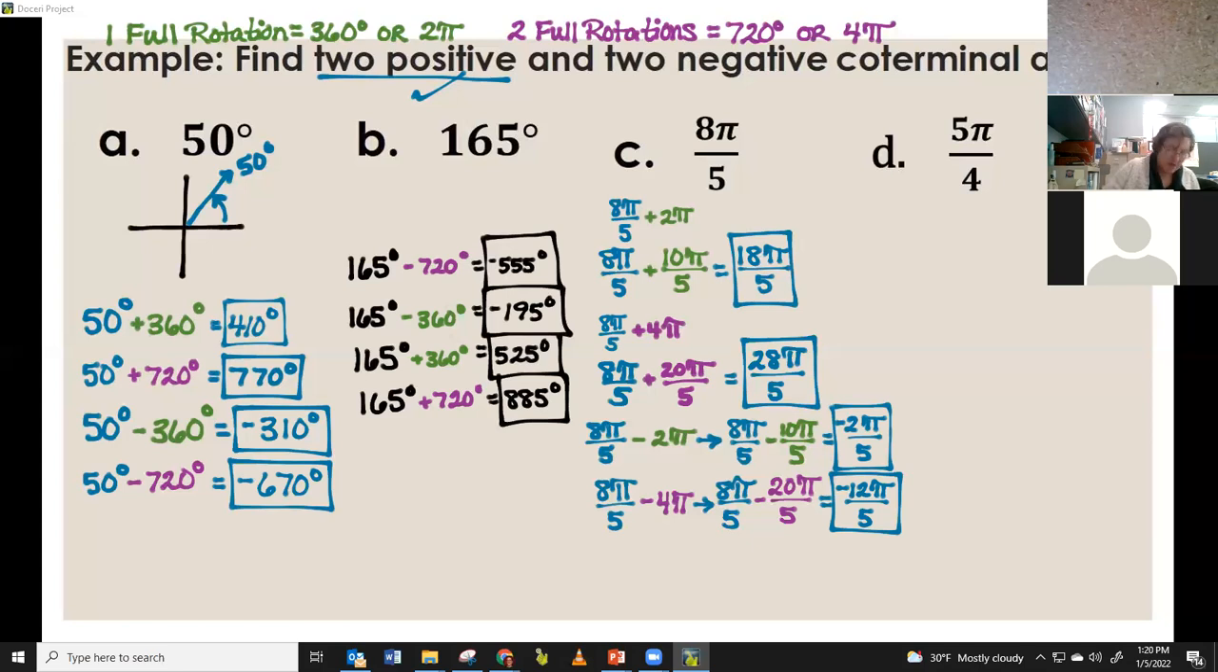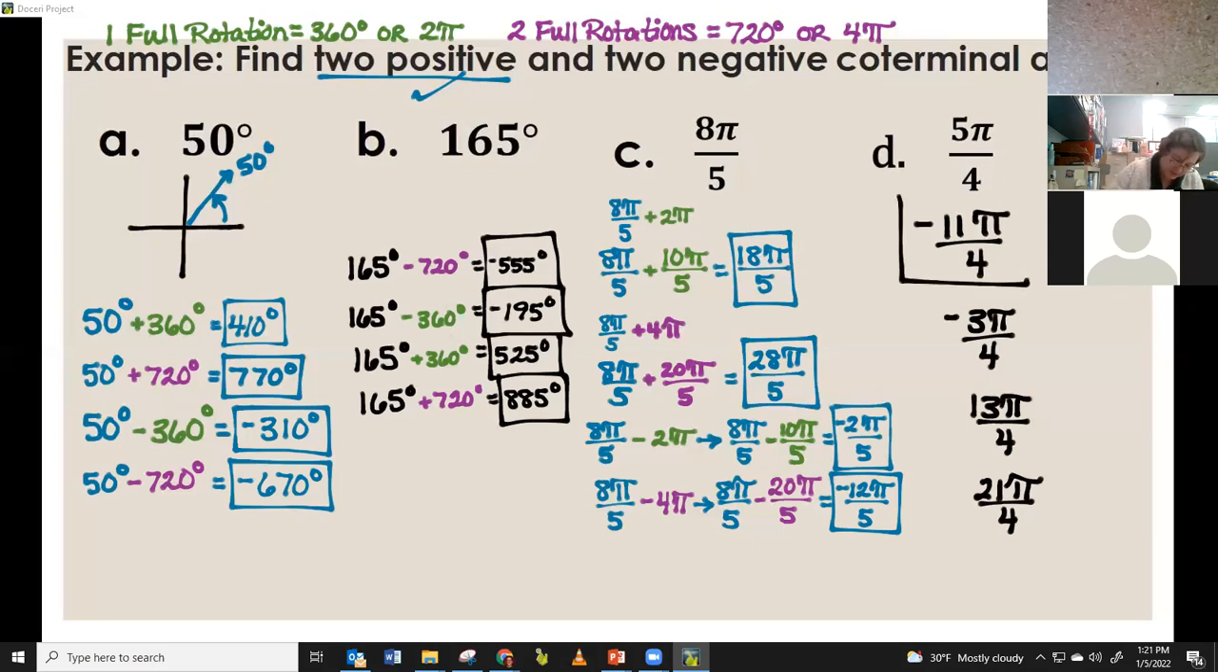Okay. I'm going to go ahead and put these up so that we can move on to the last piece that we need to cover today. There you go, Jacqueline. So from smallest to largest, you should have had negative 11 pi over 4, negative 3 pi over 4, positive 13 pi over 4, and a positive 21 pi over 4. Those should have been your 4 coterminal angles, 2 positives, 2 negatives. Any questions for me about this?